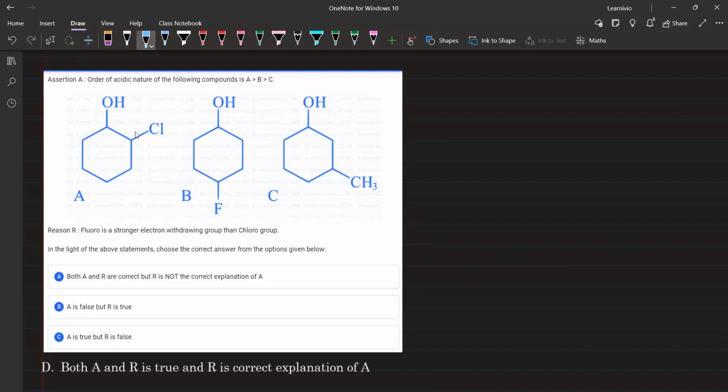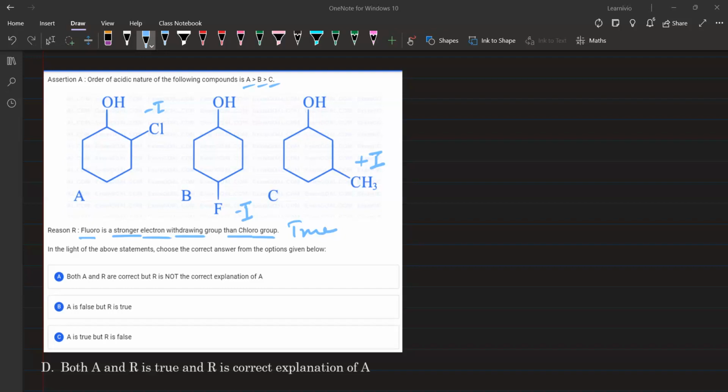So first of all, here we have chlorine group, which is a minus I group. Here we have fluorine, which is also a minus I group. And here you have a CH3, which is a plus I group. So it is saying A, then B, and then C. Okay. Now, if I look at the next one, fluoro is a stronger electron withdrawing group than chloro. This is also true, right?